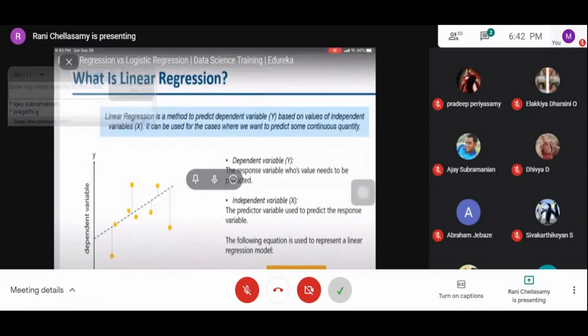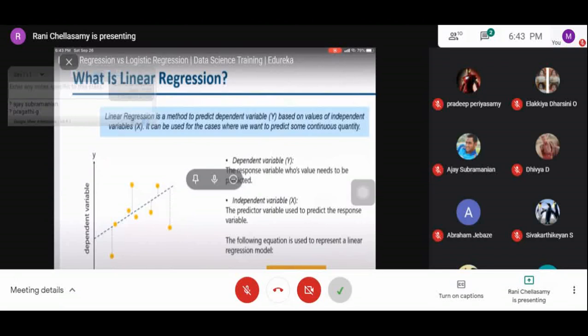Linear regression, we'll see how the linear regression works. This linear regression will figure out the relationship between the dependent variable and the independent variable by using a best fitting straight line. So you need to draw a straight line between the independent variable and the dependent variable y. So y is your output, okay, and you need to draw a straight line. That line should best fit that particular model.